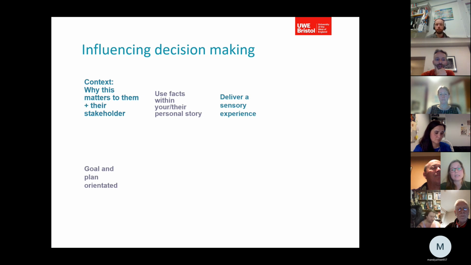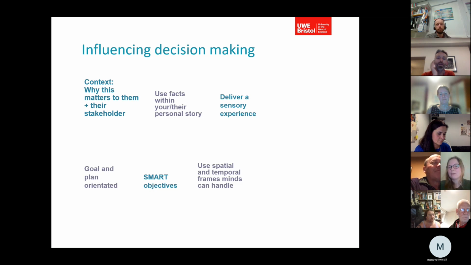Also being really goal and plan orientated, so making sure that you're clear about what you're after. So SMART objectives, which I wrote these down because I always forget. So it's specific, measurable, actionable. I'm going to come back to that one. Time bound and realistic. So making sure that they're really clear and that they are within a certain time frame, for example, and that you're not asking for the world, and making sure it fits in with an existing policy, for example.